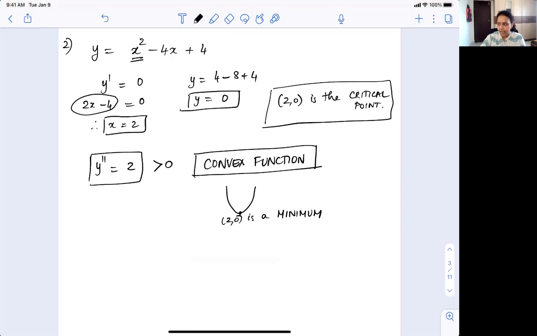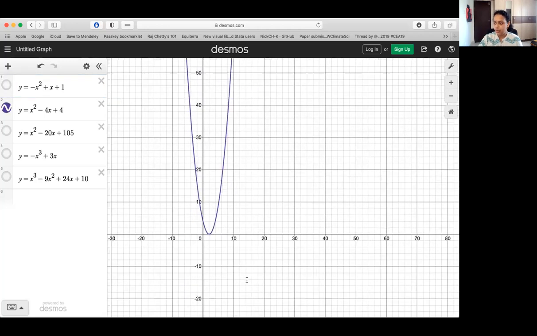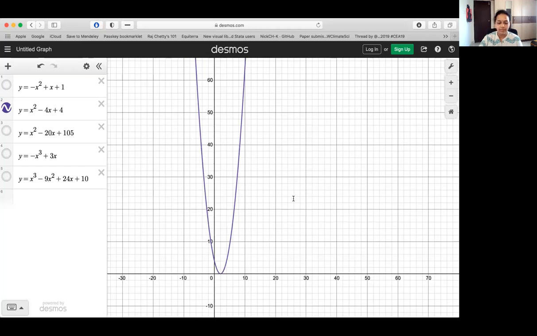Can we go ahead and check that using a graphing calculator? Let's do that. So we're back to Desmos. I will uncheck the first graph and check the second graph. And there you go. So this is a graph of x squared minus 4x plus 4. And you see how it is a proper U-shaped parabola, and the function has a minimum here. The coordinates are highlighted to be 2 comma 0. So 2 comma 0 is a minimum in this function.